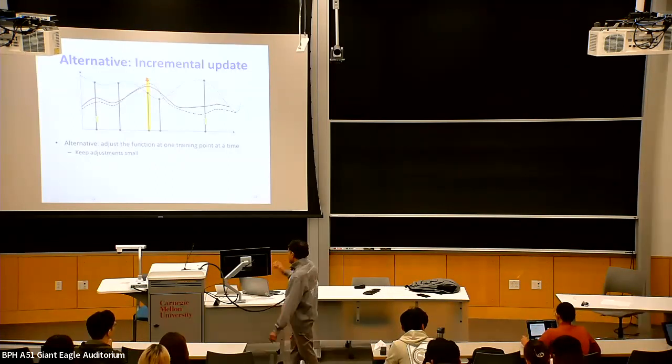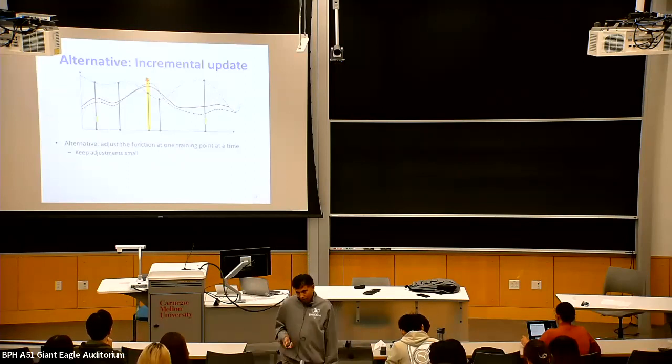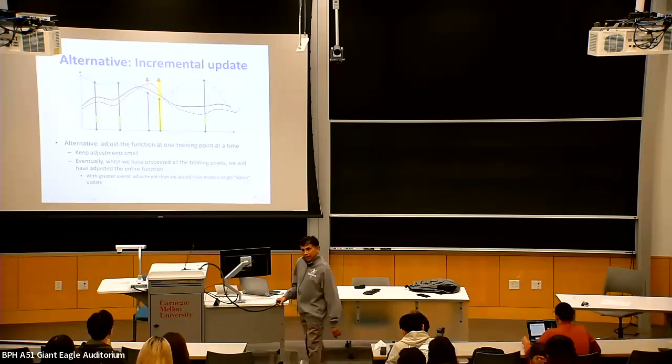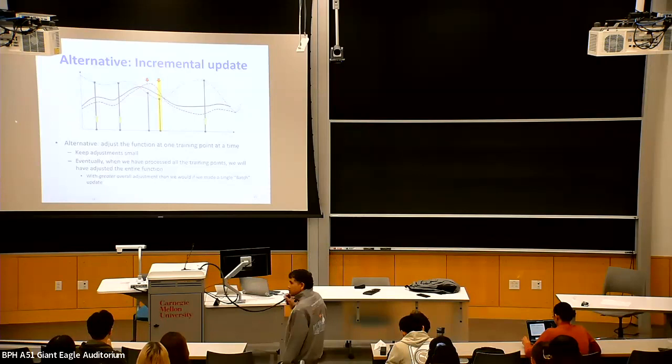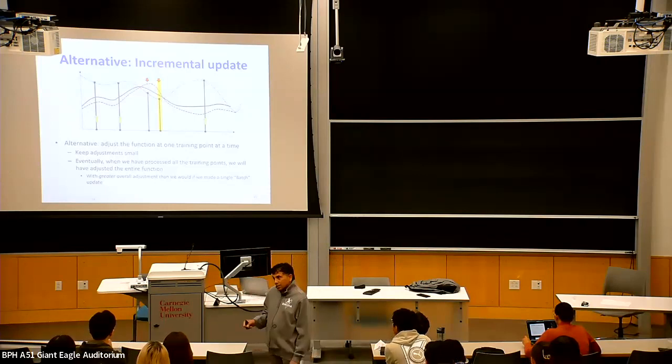Okay. So anyway, going back. So we can just pick another location, push it down a bit, right? Where it's up, and keep doing this until eventually you've processed all the training points. So you pick one, correct it, and so you fixed it at all locations. And at each point, you keep the adjustments small. Eventually, you would have processed all the training points, so you would have adjusted the entire function.